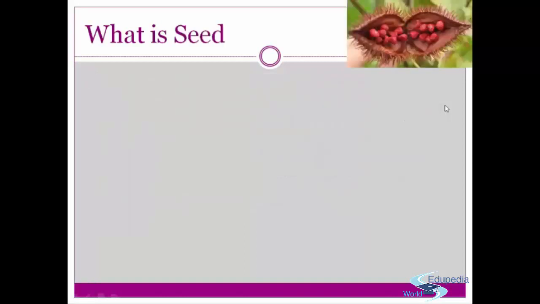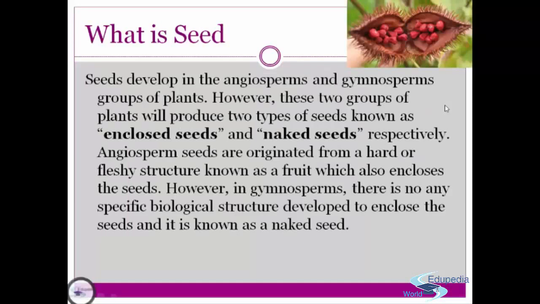So what is a seed? Seeds develop in the angiosperm and gymnosperm groups of plants. However, these two groups of plants will produce two types of seeds known as enclosed seeds and naked seeds.